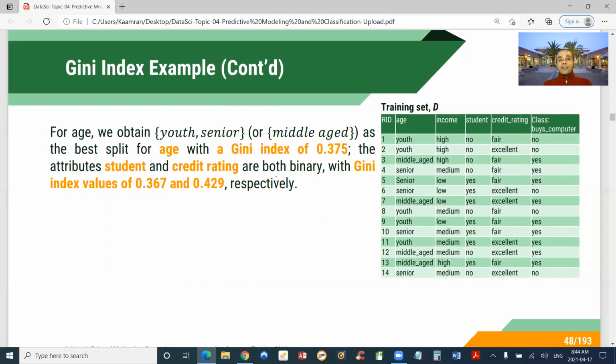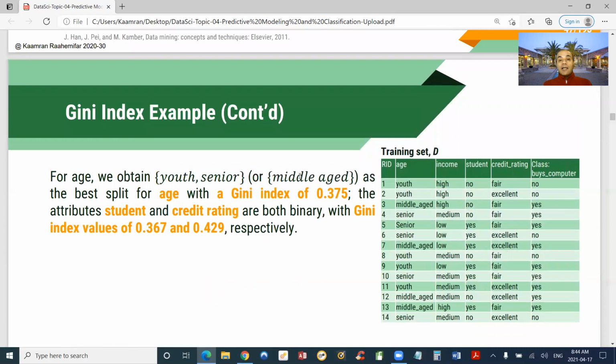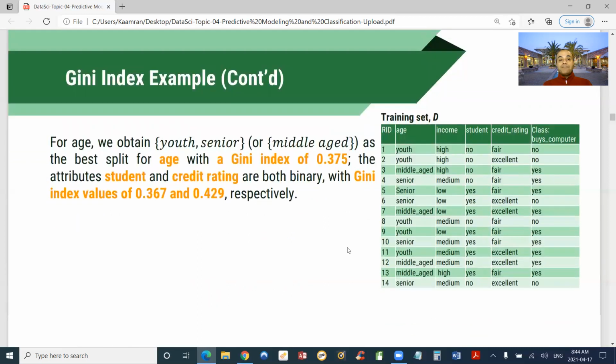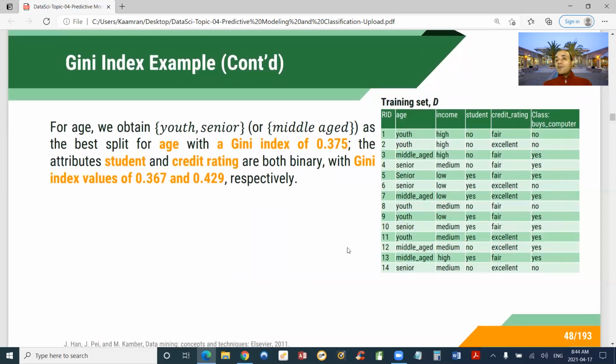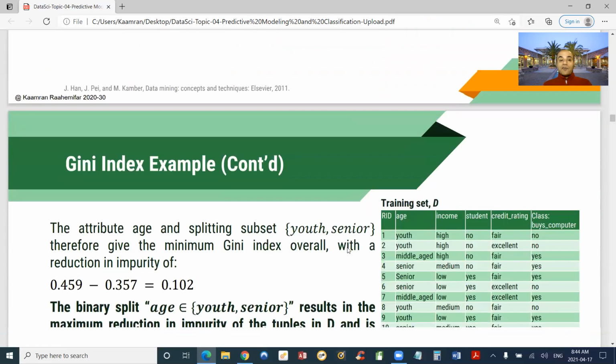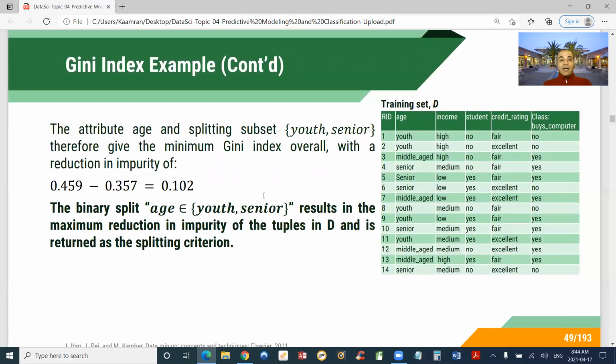So I hope the numbers are correctly calculated. It's 0.375. Okay. So please double check the numbers to make sure that the numbers are correct. Now, 0.459 minus 0.357, that's going to be 0.102. Therefore, for the youth and senior, the results with maximum reduction in the impurity. So that's the way we are going to do it.